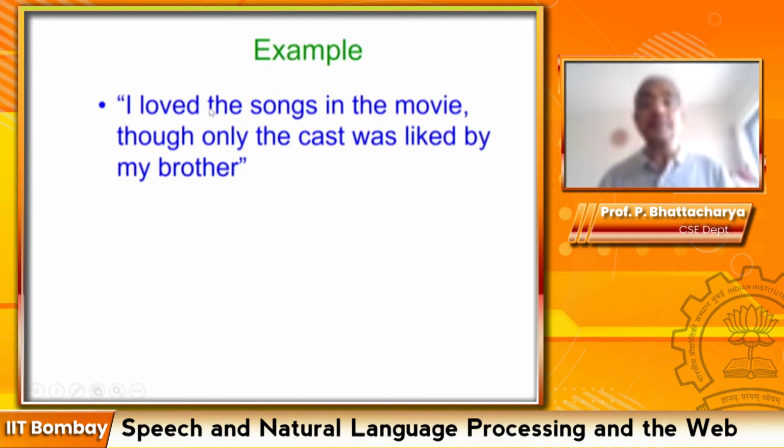So if I ask who loved the songs, the answer cannot be my brother, because nothing is said about my brother liking the songs. What is said is that my brother likes the cast, only the cast. And I love the songs. And what did I love? The songs in the movie, not the movie, maybe, totally. And my brother liked the cast, may not be the songs, may not be the movie.